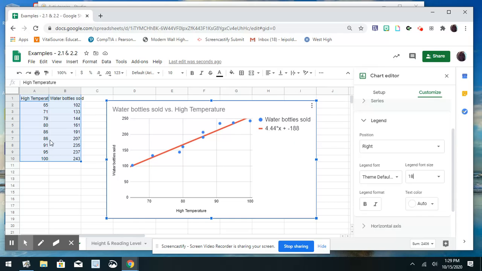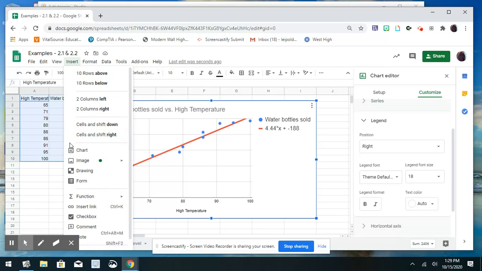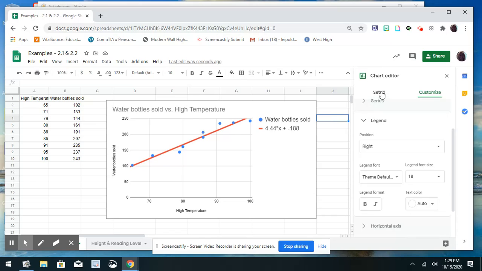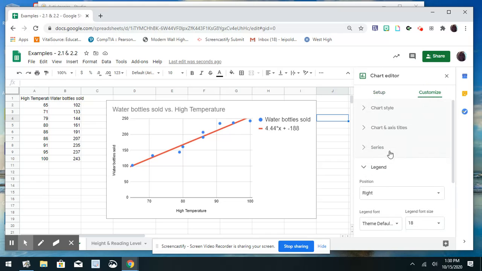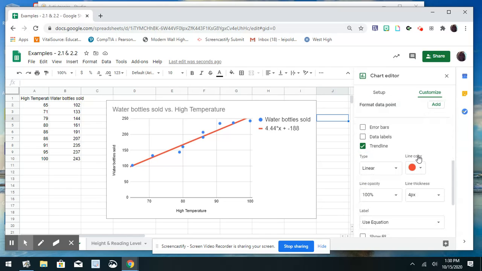So again, to repeat quickly, we select all the information that we want in the graph. We go to insert, tell the computer we want to insert a chart, and then to make the changes on the chart, the first change we make is in setup, and we want it to be a scatter chart. And then the customization is under the series and the legend tabs, and that helps us to get the trend line. We can change the color and the depth of that opacity, and then change the thickness so we can see it just a wee bit better.